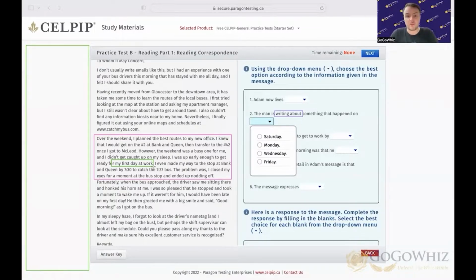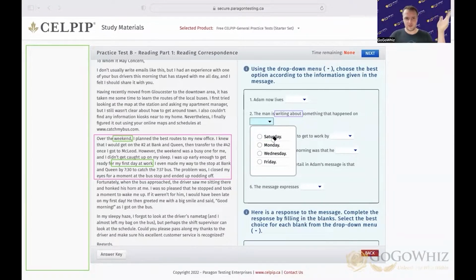All right, so this one's more of an inference. It is about the main idea in a sense, because this is what the passage is about, but I would more label this as an inference question. The reason why is because when we see here, talking about the weekend and his first day of work, we're not really going to see the answer of Monday here.